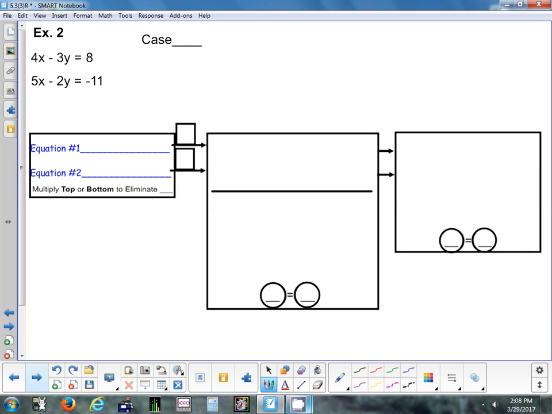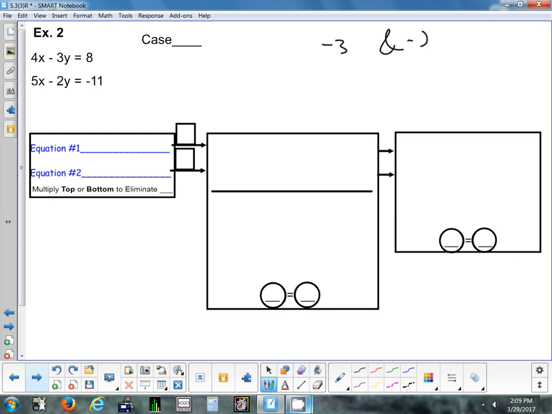So we're going to multiply both equations. So, what letter do we want to try to eliminate? You can pick either x or y. Yeah, if you multiply the x's, you're going to get 20. So that's a bigger number. If you do it with the y's, that's a smaller number. So I would do the y's. What's the number in front of the y in the top equation? Negative 3. And in the bottom equation?